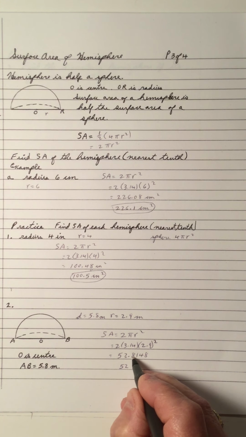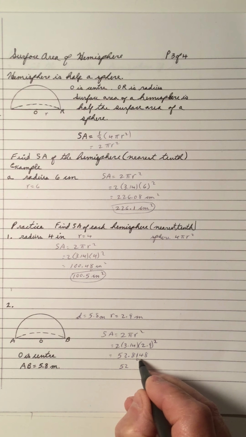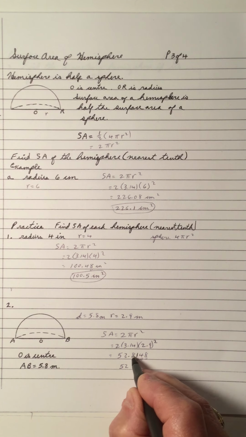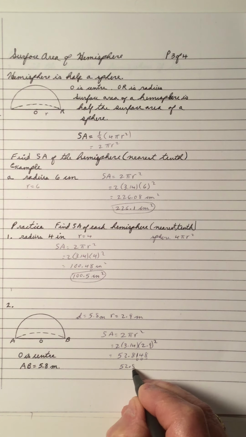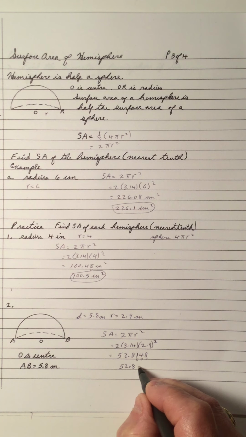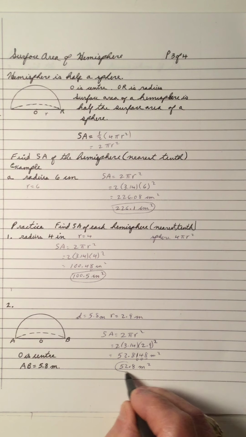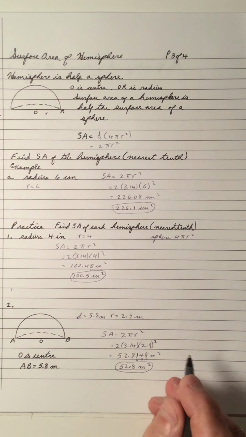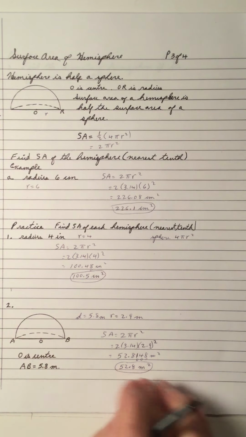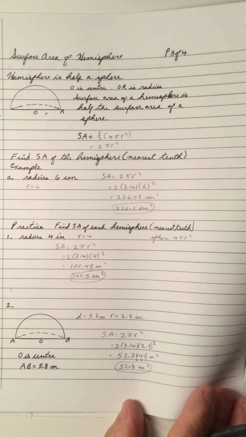The 8 is in the tenth place, and all the digits to the right become 0. The digit to the right is less than 5, so we do not change the 8. So it's 52.8, and it's meters, so it's meters squared. Meters squared is area. So 52.8 meters squared is the approximate area of that hemisphere.